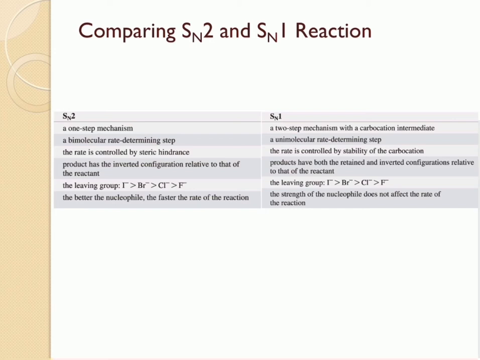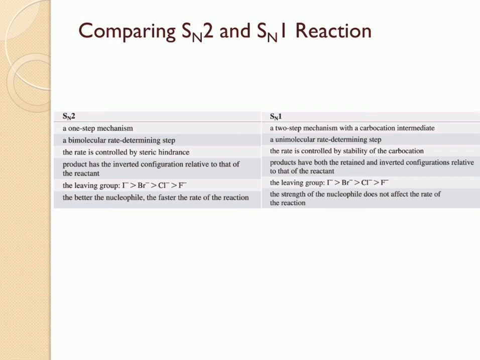And the third one is that the rate is controlled by steric hindrance. Remember, in an SN2 reaction, the primary alkyl halides are more reactive, or even the methyl halides are more reactive, right? And then your primary alkyl halide, and then comes secondary. And the tertiary alkyl halides are almost unreactive in an SN2 reaction. And that's because of steric hindrance.